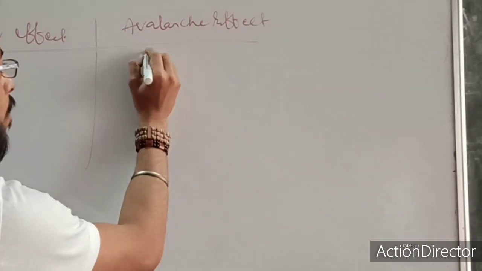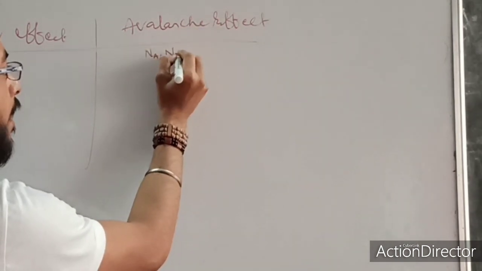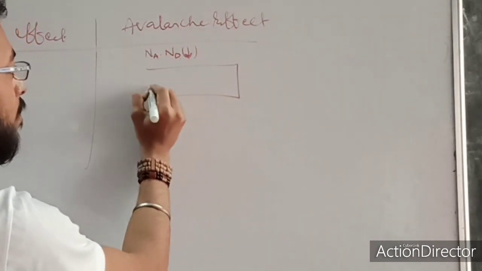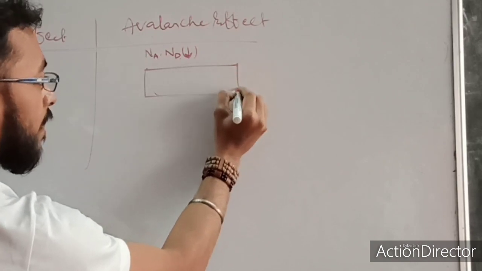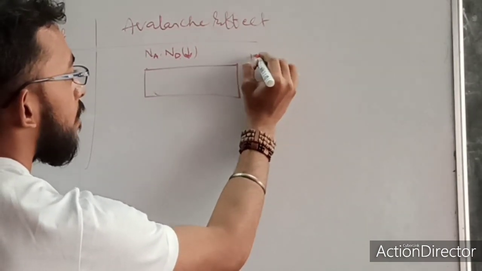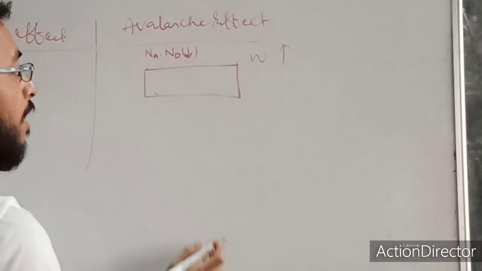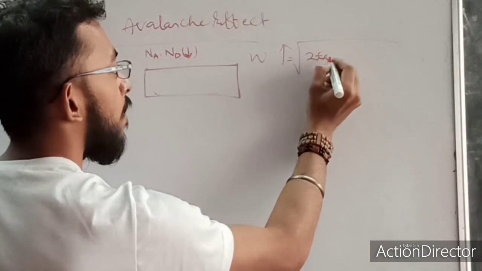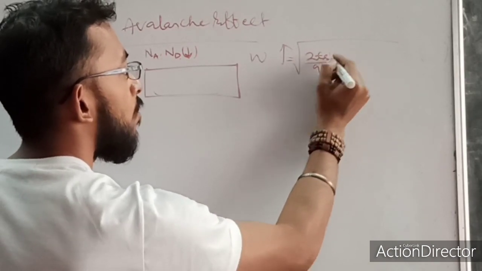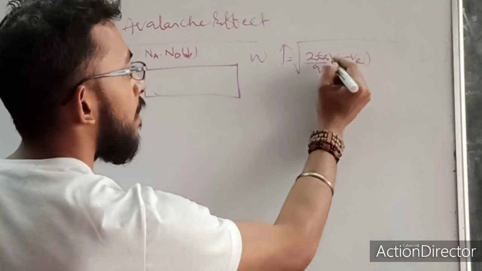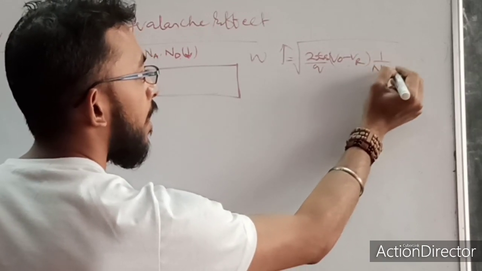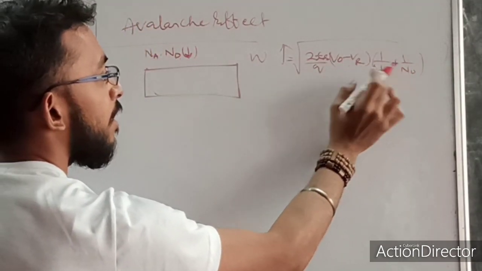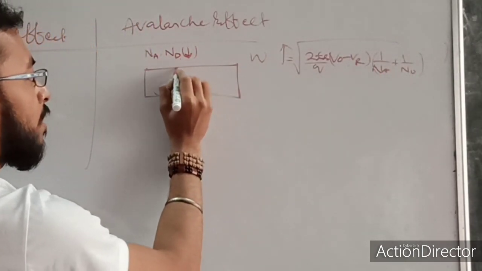In the avalanche case, the doping concentrations Na and Nd are less. If I have done less doping, the P side is lightly doped and the N side is lightly doped. If my doping is less, what will my width be? The width will be high. Remember the formula: W equals the square root of 2 epsilon S upon q, times V naught minus V, where V is the reverse bias voltage, times 1 upon Na plus 1 upon Nd. From this formula you see, if I decrease Na and Nd, the width will increase.